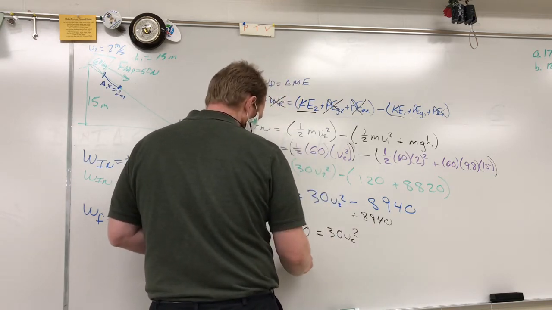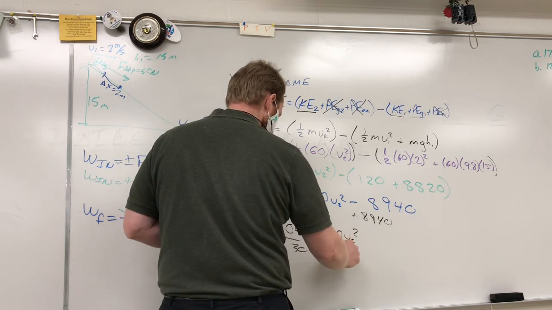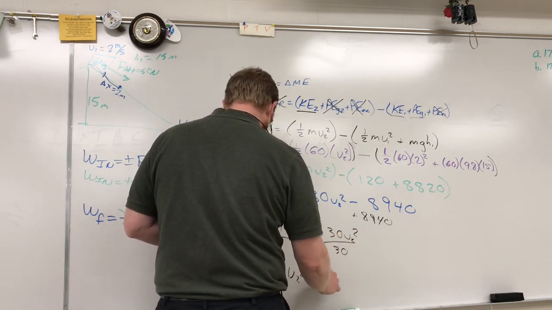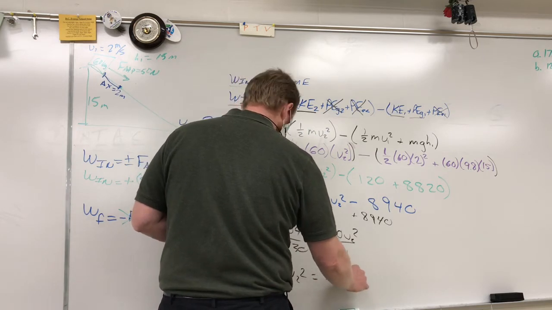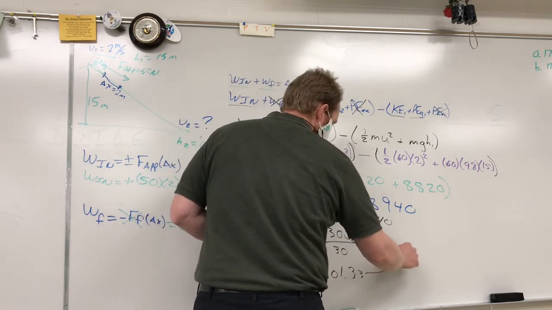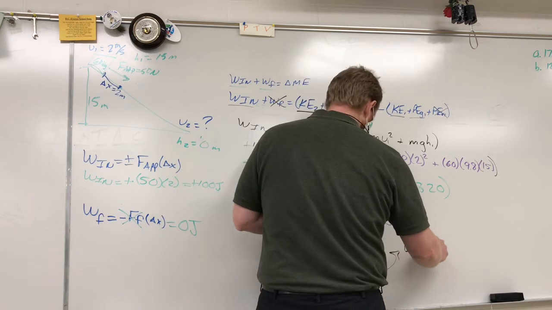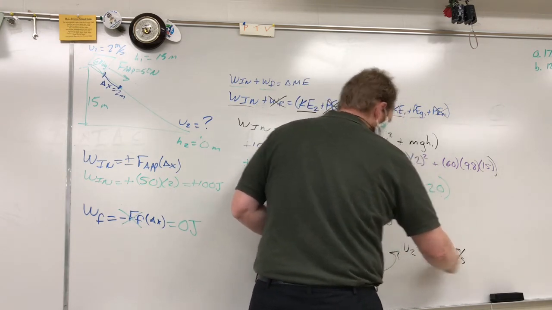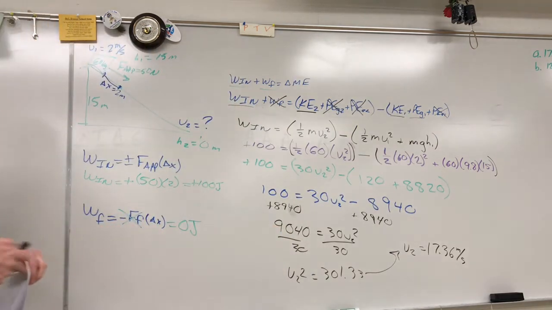Divide both sides by 30. v2 squared is equal to 301.33, which then when you take the square root, v2 is 17.36 meters per second. Assuming I did my algebra right.